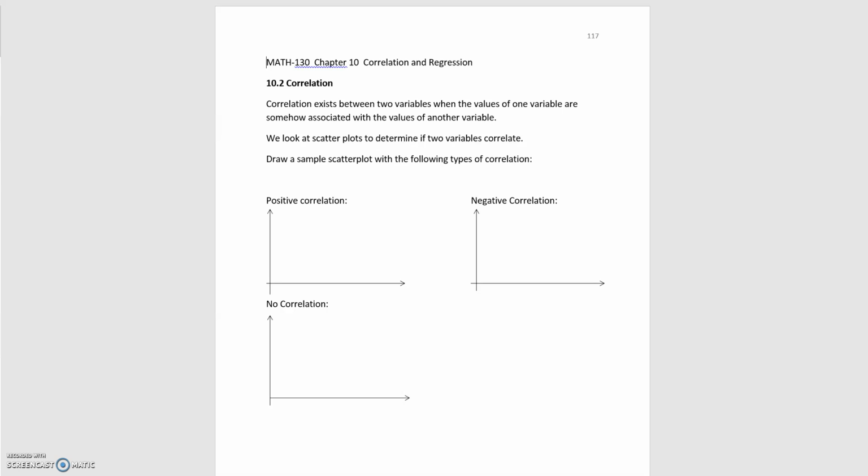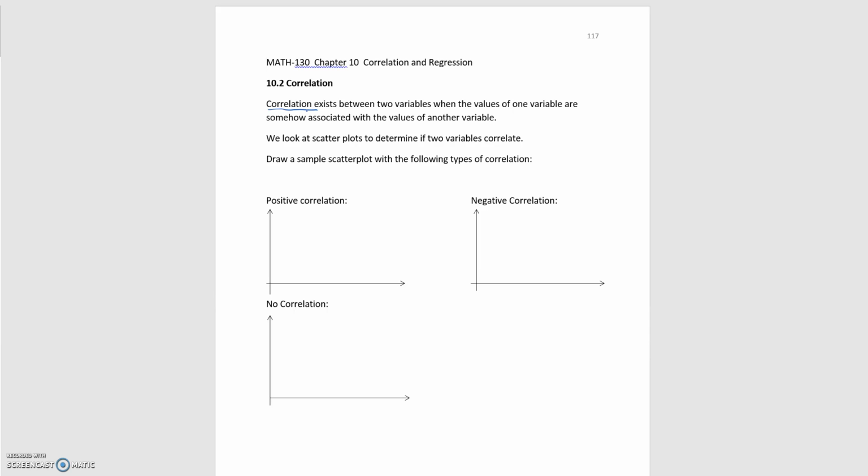So correlation exists between two variables when the values of one variable are somehow associated to the values of another variable. So they could both go up at the same time. They could both go down at the same time. So they correlate if there's some association.